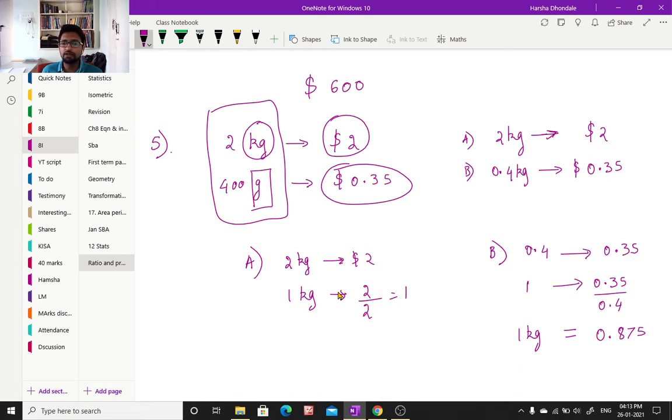So which is a better buy? 1 kg is costing $0.875. This one is a better buy. So you give your answer as 400 grams for $0.35 is better value for money. That's your final statement, is better value for money.